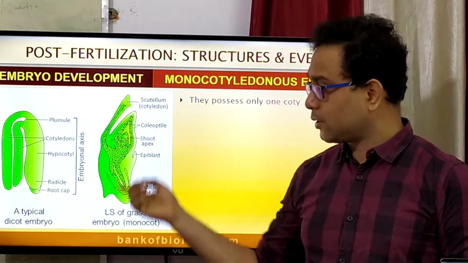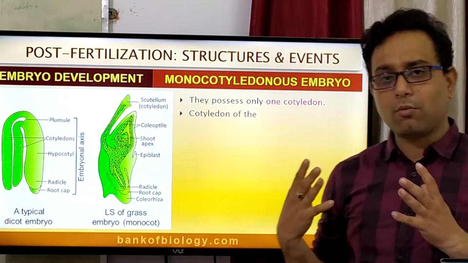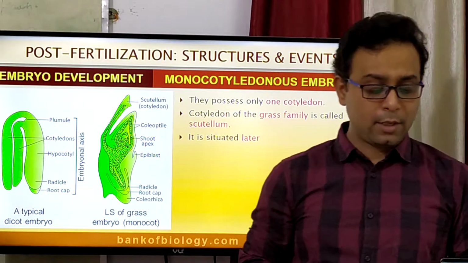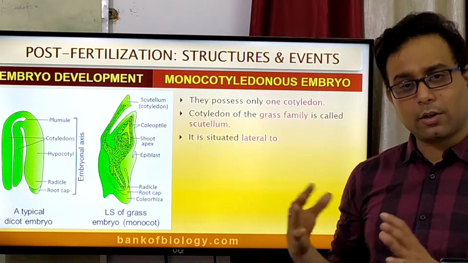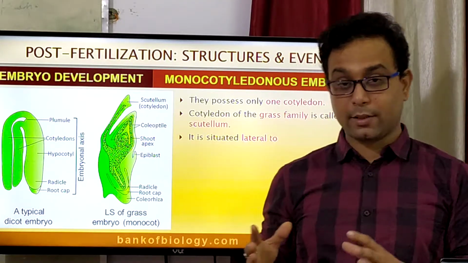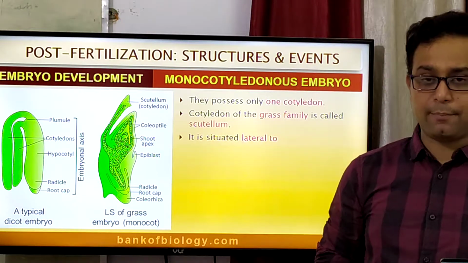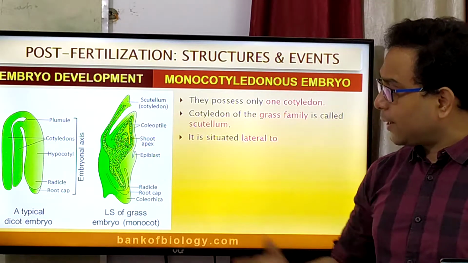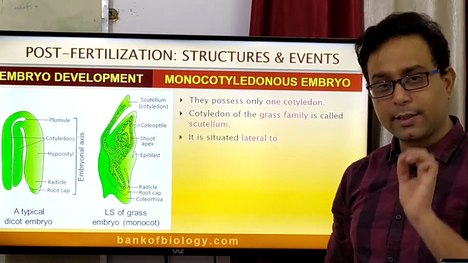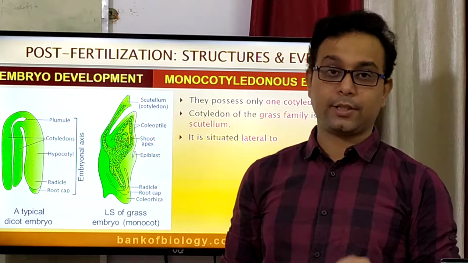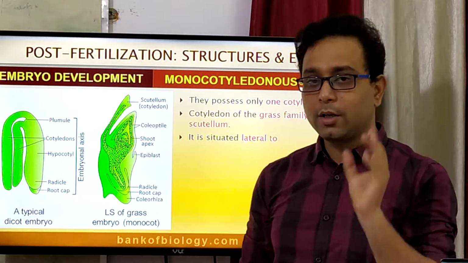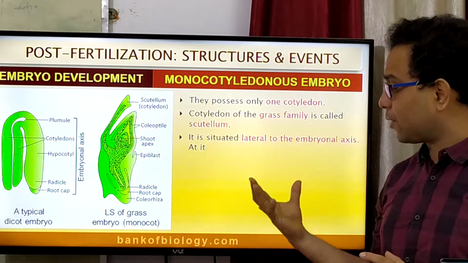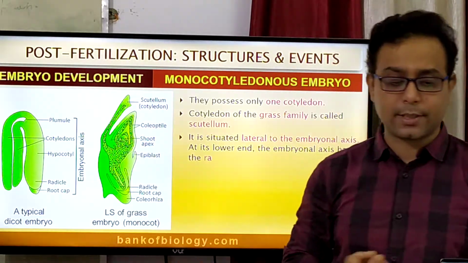Now we discuss this structure. This is the monocotyledon. Monocotyledon means they have one cotyledon in their embryo. But the cotyledon in the grass family is called the scutellum. So the cotyledon and scutellum are the same thing, only the name is different. Scutellum is present in monocotyledons. Monocotyledon means mono means one, so they have one cotyledon in their structure. But where is it situated? It is lateral to the embryonal axis. At the lateral point it is present.